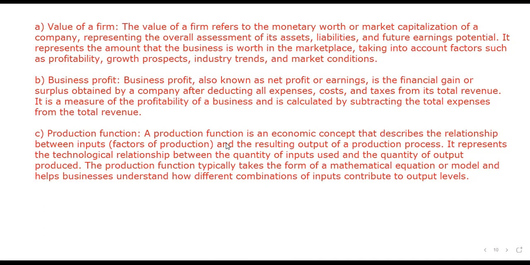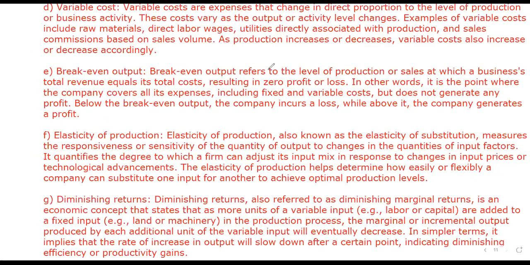Production function is simply an economic concept that measures the relationship between the inputs, which are the factors of production, and the output, which are labor and capital. We have a mathematical equation which comes as follows: Q equals a function of labor and capital. All right. So we also have variable costs. These are simply expenses that change with what? The level of production.